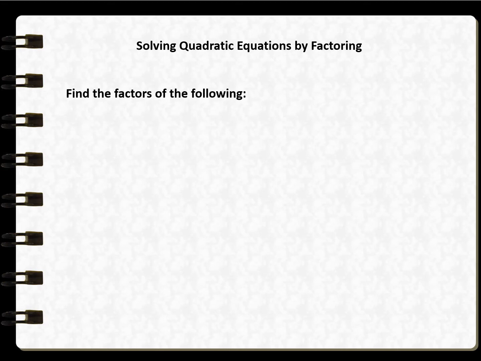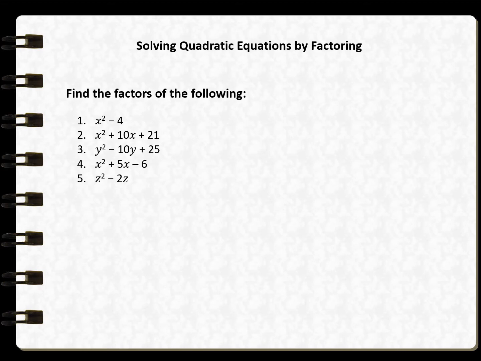So before that, let's find the factors of the following. Let's review first. So I have here 5 questions: x squared minus 4, x squared plus 10x plus 21, y squared minus 10y plus 25, x squared plus 5x minus 6, and z squared minus 2z. So try factoring them.